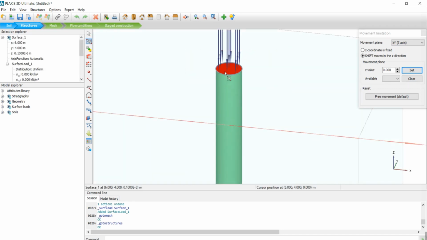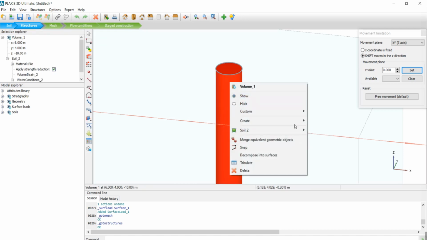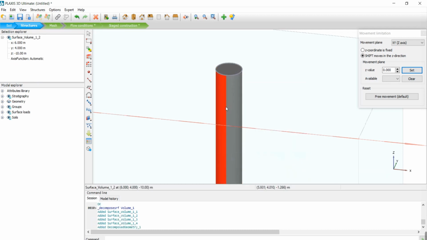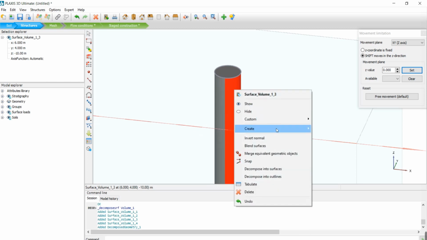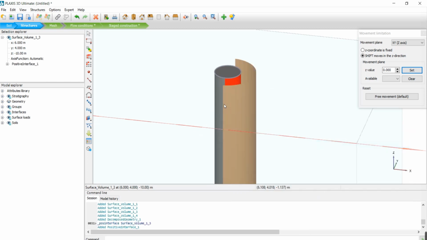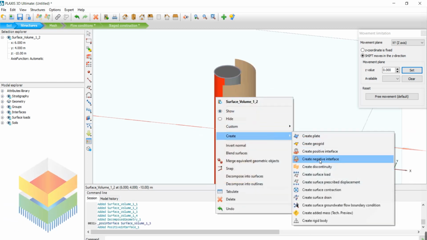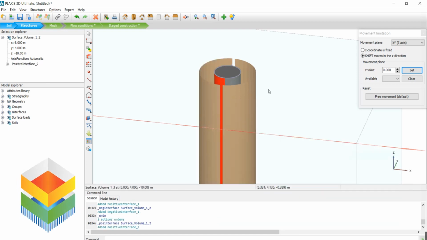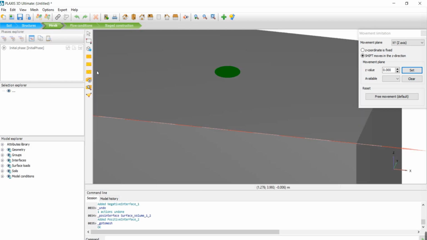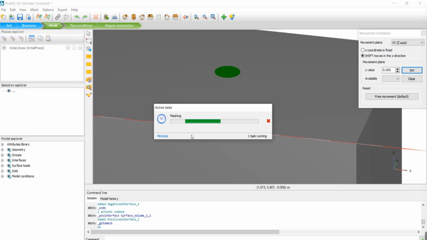I want to hide this specific surface, creating the components into the surface system. And right now I want to have specifically a positive or a negative interface here, and a positive of course here too. So right now I'm going to the mesh part, creating a mesh generation.